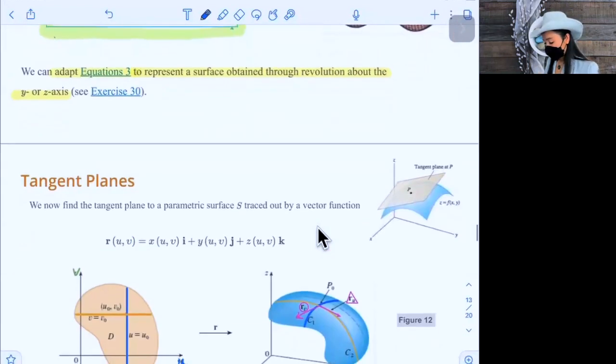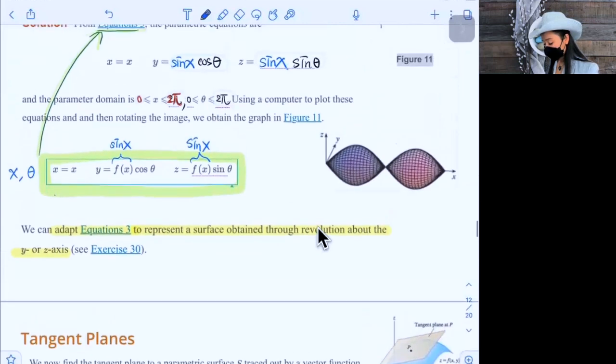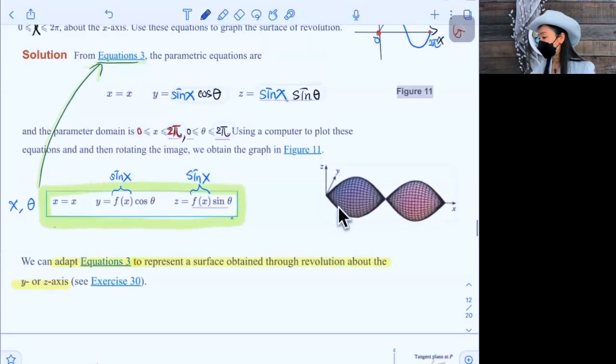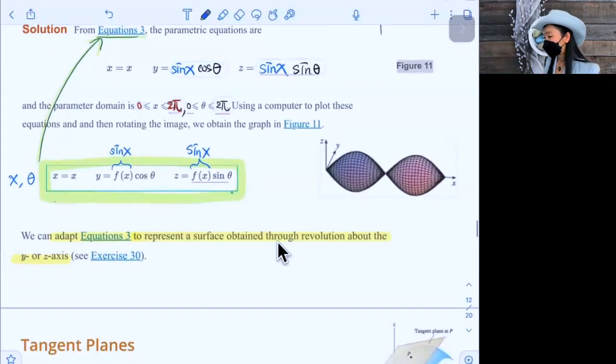And then if it's a surface of revolution about the y or z axis, you're going to change this. If it's about the other axis, you're going to switch it. Maybe y equals y and then express the other two. So the idea will be similar.